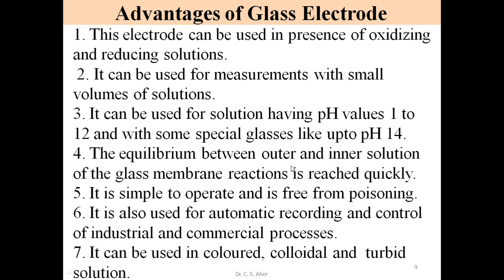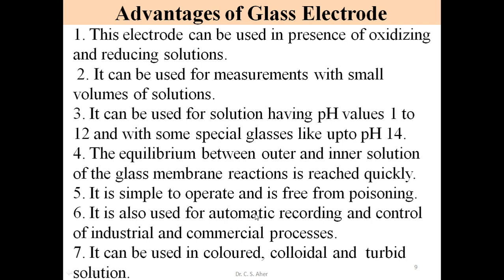Next, the equilibrium between the outer and inner solution of the glass membrane reaction is reached quickly. Just now we said that the inner solution is 0.1 molar HCl solution, and the outer solution is the test solution. The H plus ion layer formation, the membrane formation outside and inside of this sensitive glass, is reached very quickly. That is a great advantage of this glass electrode, and we develop that potential and read the pH of the solution. So it is very simple to operate and free from poisoning.